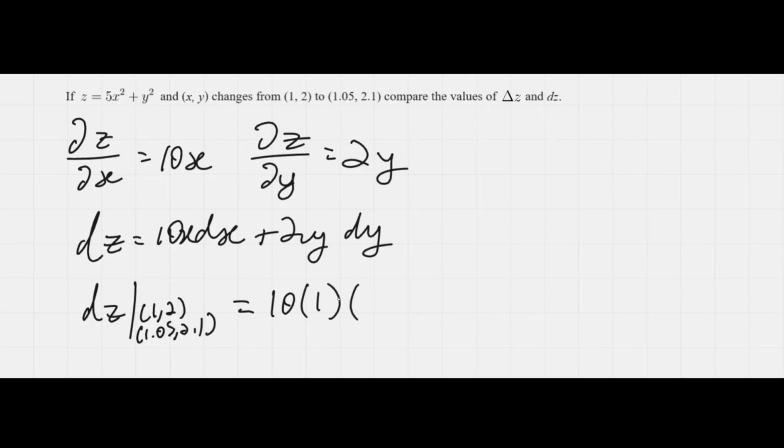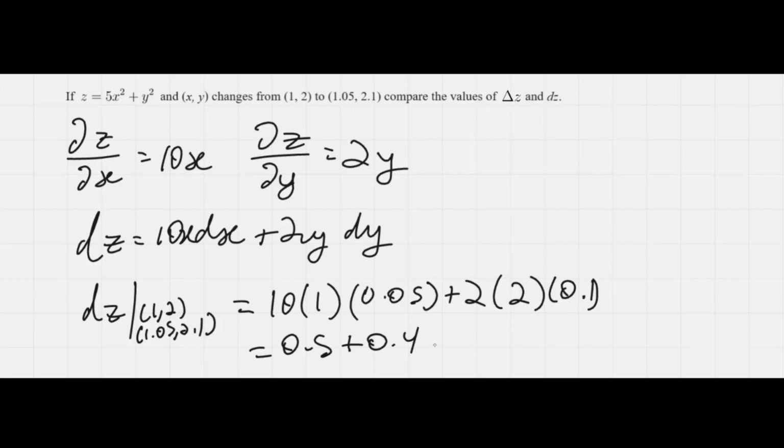What is the change in x? We're treating dx as the change in x, so the change in x is just going to be 0.05, because 1.05 minus 1 is 0.05. Then we can do the same thing for y. So plus 2 times the original y, which is 2, and the change in y is 0.1. We compute this: 10 times 0.05 is 0.5, and that gets added to 0.4. So the total differential at those two points is going to be 0.9.